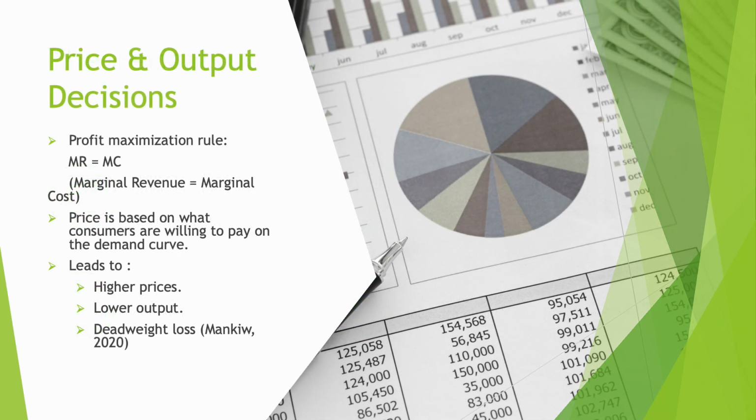This slide focuses on how a monopoly makes its pricing and output decisions. The core rule they follow is marginal revenue equals marginal cost. Once the monopoly determines the optimal output level using this rule, it then sets the price based on the demand curve, meaning it charges what consumers are willing to pay for that quantity.